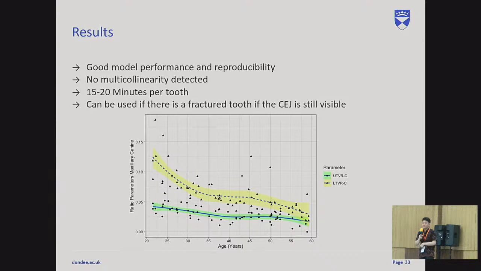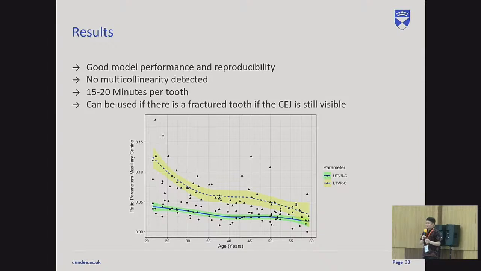Well, the result is great. It's good. We have a good model performance. Maybe the error rate, I think it's about 5.8 years. I forgot. You can check it in my publication. There is no multicollinearity. What's multicollinearity? I will explain that later. 15 to 20 minutes per tooth.